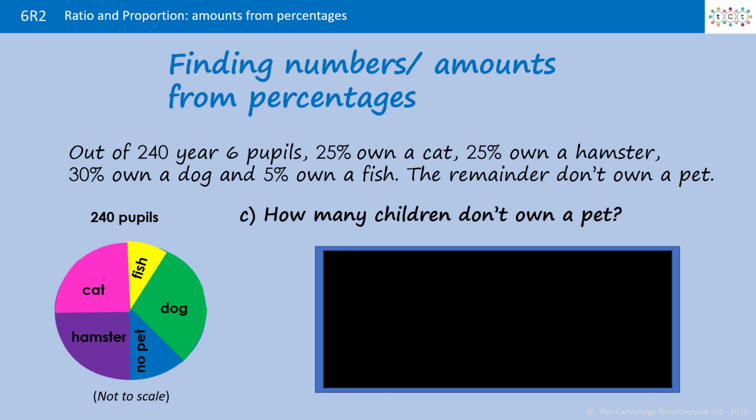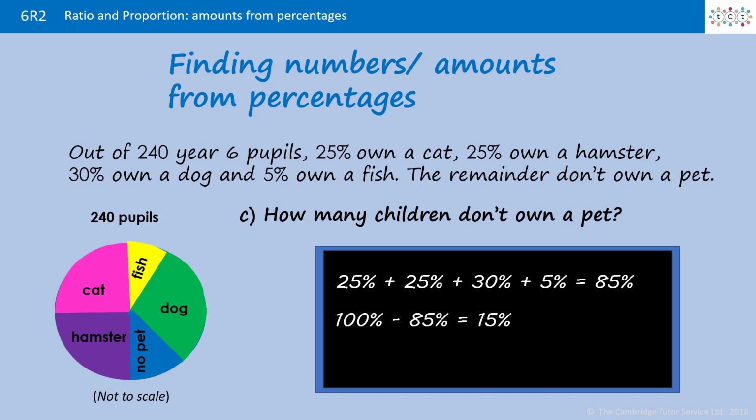Finally, how many children don't own a pet? First thing we have to do here is find out how many percent is represented by the remainder of children. What we have so far, 25% own a cat, 25% own a hamster, 30% own a dog, and 5% own a fish. If we add those together, that's 85. We need a total of 100. 100 take away 85 leaves 15%.